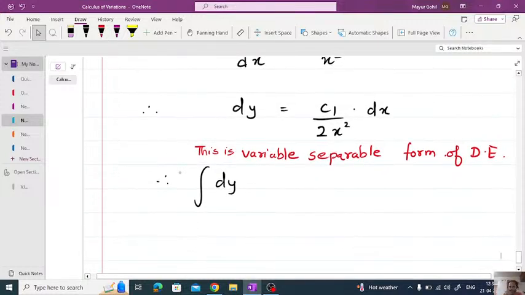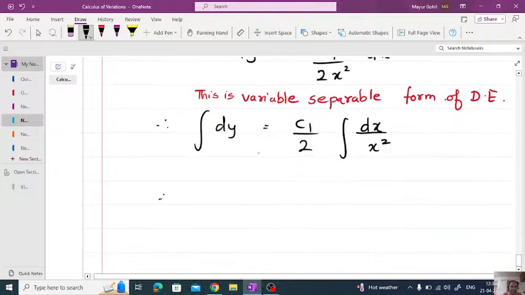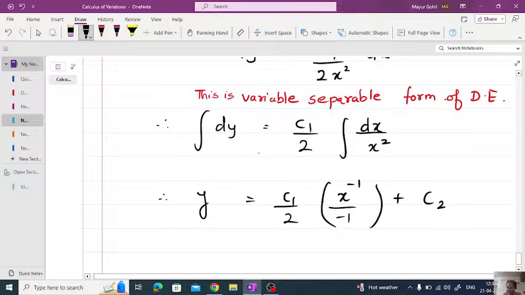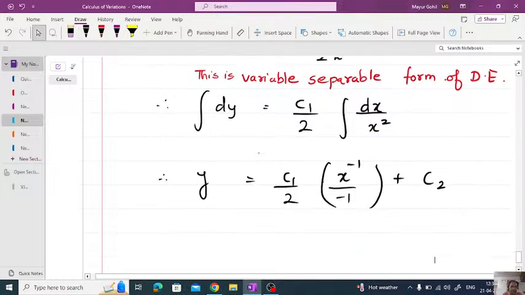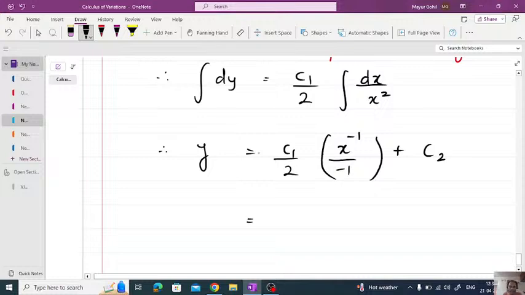So what happens over here is dy, and then there is c1 over 2 integration dx over x square. Now you integrate it over here. When you integrate on the LHS, you get y. Here you will get c1 by 2, and on this, when you integrate it, it is x raised to minus 1 over minus 1 plus some constant. Let's say c2 is some constant over here. So my final answer over here is going to be minus of c1 upon 2 into 1 upon x plus c2.